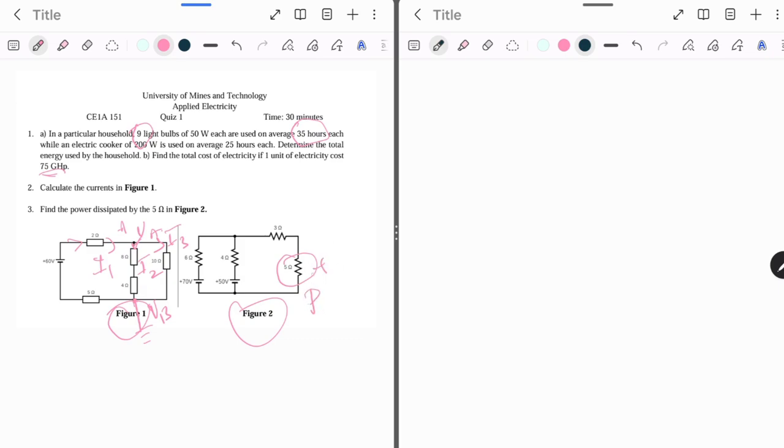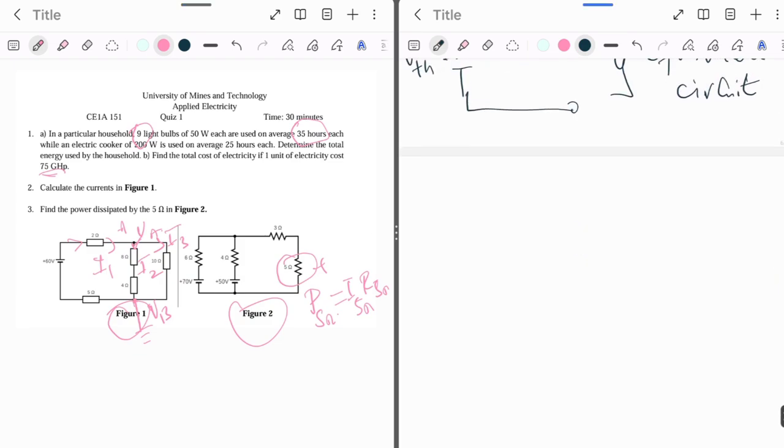Meaning power P here is going to be equal to the current which is passing through this times its resistance, which is 5 ohms. So this is going to be the power. We have to find this power dissipated. This means that first I have to get the current if I'm to find the power. So let's find a way of solving for the current that is passing through the 5 ohms resistor.